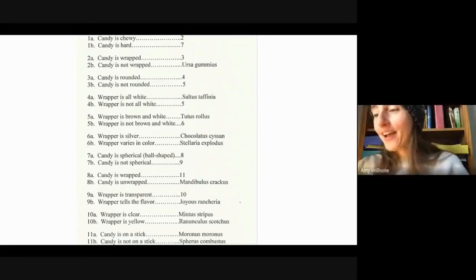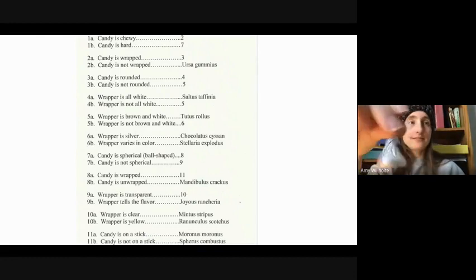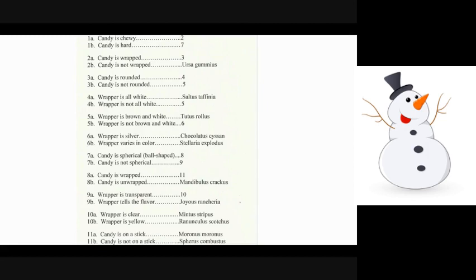How about this one? Okay. Candy is hard, so you go to 7. Wait, is it? I think hard is like where you can't bite it. I think we all know what a Hershey's Kiss is. I think that means hard candy is like one that you would break your teeth if you bit. So I think this is kind of soft or chewy. Okay, candy's chewy, so we go to 2.